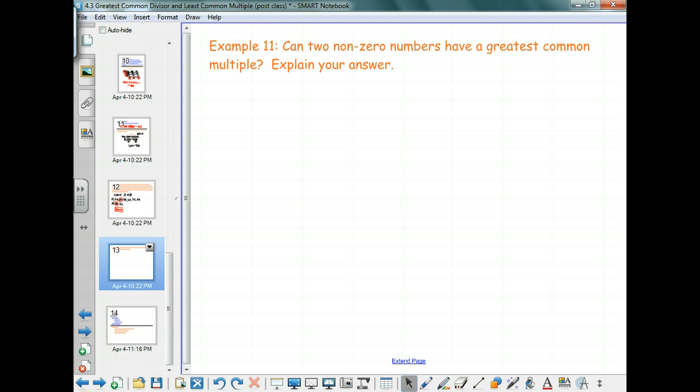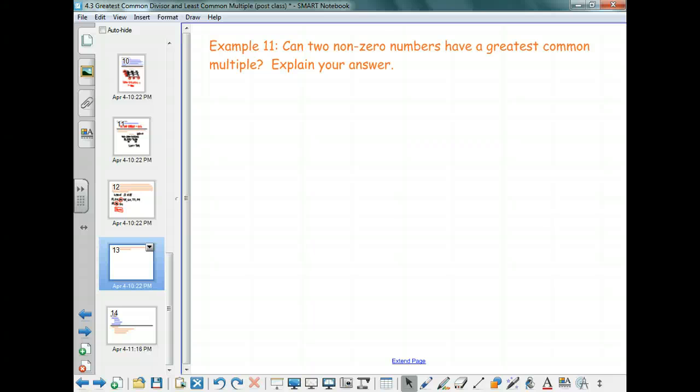Okay, last question in this section. We'll do group work for this section next time, so you're not due next time on this section. Example 11, that doesn't mean you shouldn't start. Yeah, heard that. All right, example 11, can two non-zero numbers have a greatest common multiple? Explain your answer.